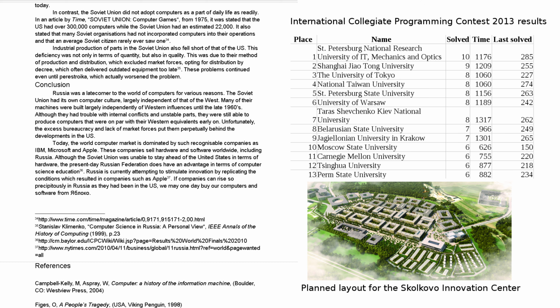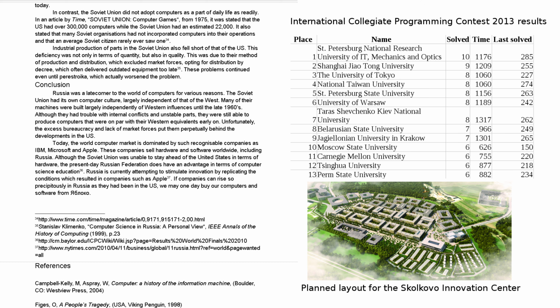This deficiency was not only in terms of quantity, but also quality. This was due to their method of production and distribution, which excluded market forces, opting for distribution by decree, which often delivered outdated equipment too late. These problems continued even until perestroika, which actually worsened the problem.